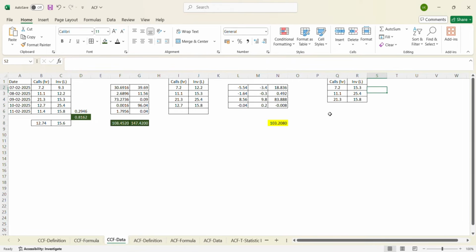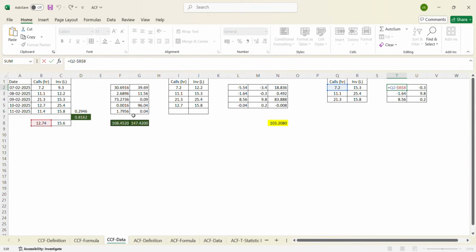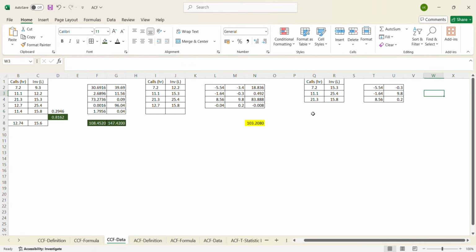Now what should I do? I should repeat the same formula that I have done, which is nothing but I need to calculate the difference, because this is 7.2. So how far is this data point from its average? So the difference is getting calculated here, the difference between the data point and its average for both A as well as B.